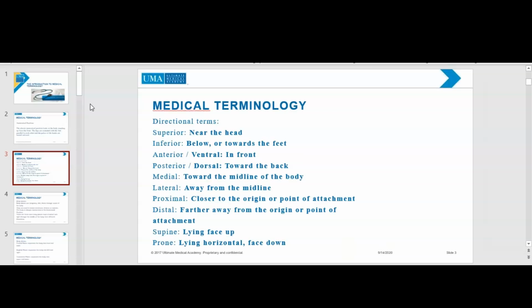So here are some examples of different types of directional terms. Superior, near the head; inferior, below or toward the feet; anterior is ventral or in front; posterior is dorsal, toward the back; medial is toward the midline of the body; lateral is away from the midline; proximal is closer to the origin or point of attachment; distal is farther away from the body or origin; supine is lying face up; prone is lying horizontal or face down.